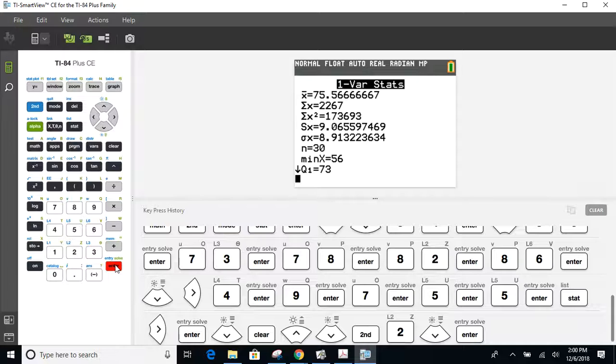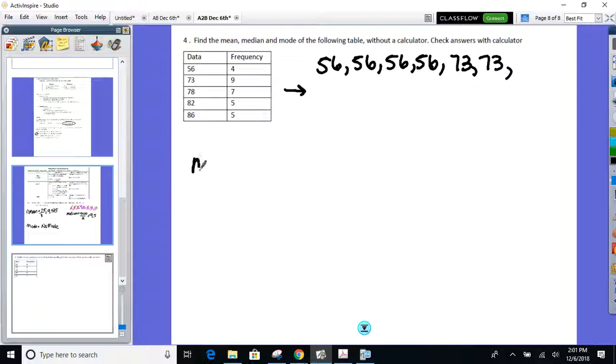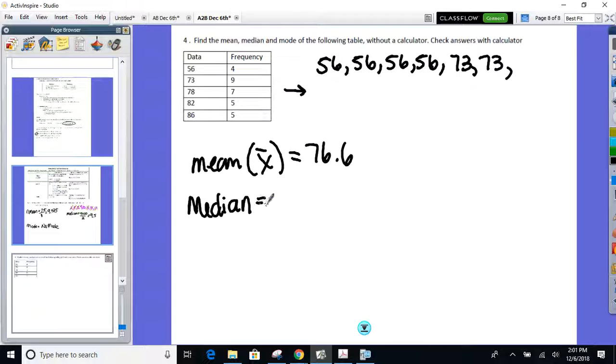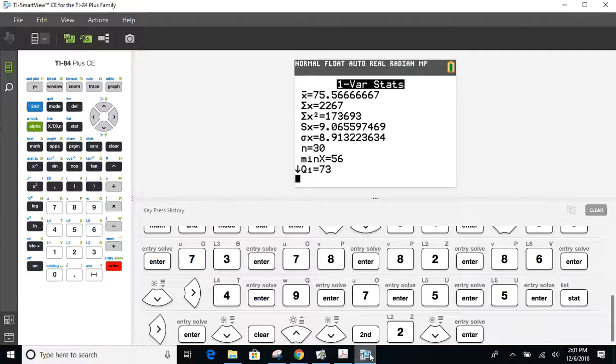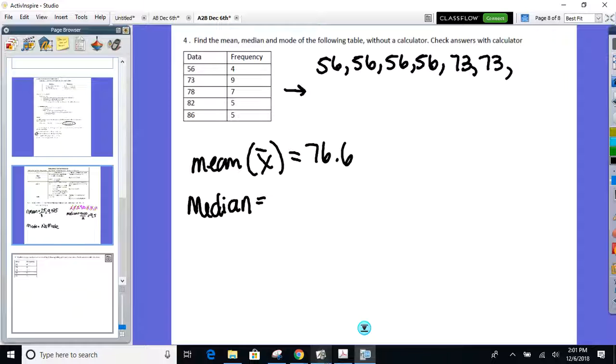You need to find the mean, median, and mode. The mean, everyone ready, is represented by X bar. The first one is the mean it will give you on 1 var stats. That is your mean. We'll just round it to the nearest tenth and say 76.6. The median, where do I find that? Scroll down. There's more values below. What do you see? MED, short for median. The median is 78. Look at that. It's doing it all for you.